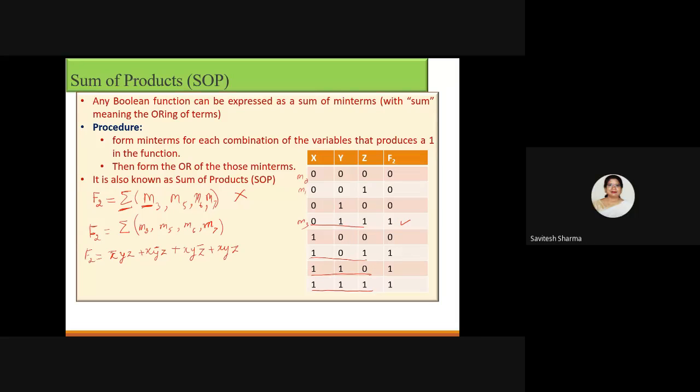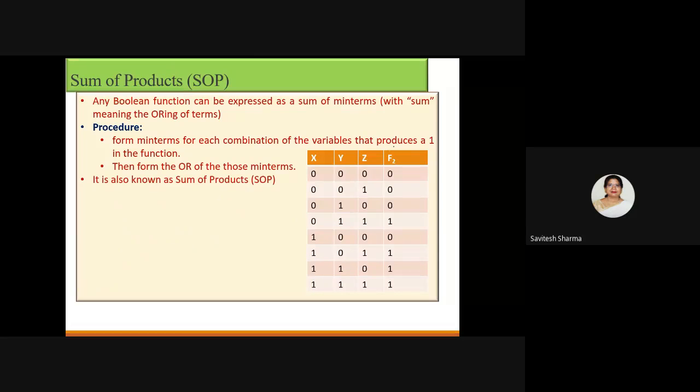Now you understand how to get the SOP form from the truth table. Everyone got it? So I hope you got it. Some problems I will give you as an assignment. This is the simple procedure to get the Boolean function from the truth table.